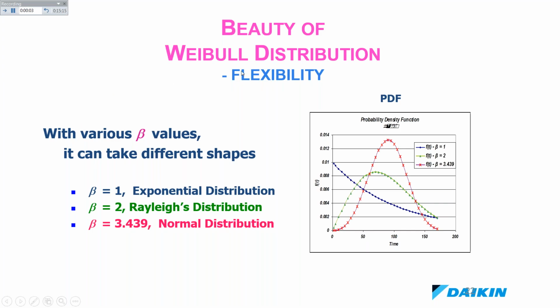Why do you use the Weibull distribution? Because of the beauty of the Weibull distribution. For example, if the beta value is 3.439, it gives our famous normal distribution. If beta is 1, it gives the exponential distribution. In green, when beta is 2, you get the Rayleigh distribution. So this is the beauty: we can have one distribution that fits into many other distributions.